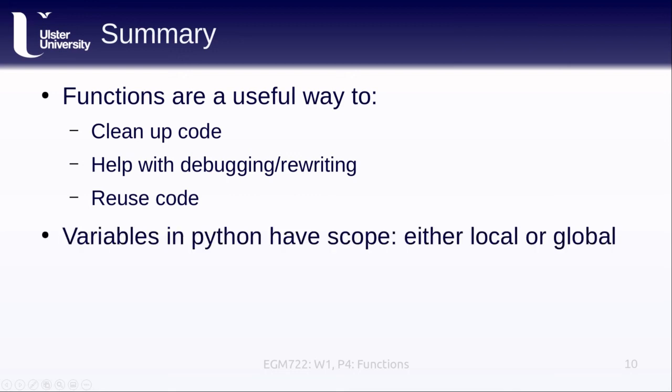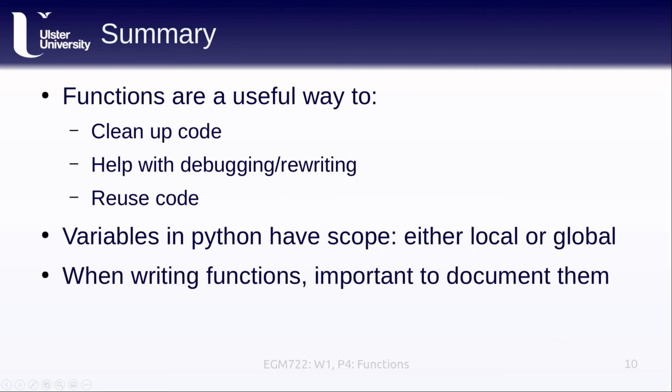We also cover the concept of scope. So remember that variables in Python have a scope. It can be either local or global. And when we're writing our functions and our code in general, it's really important to document it so that we can share it with others, and also we don't come back a few months from now and wonder what the heck we were doing. So that's all I have for this lesson.